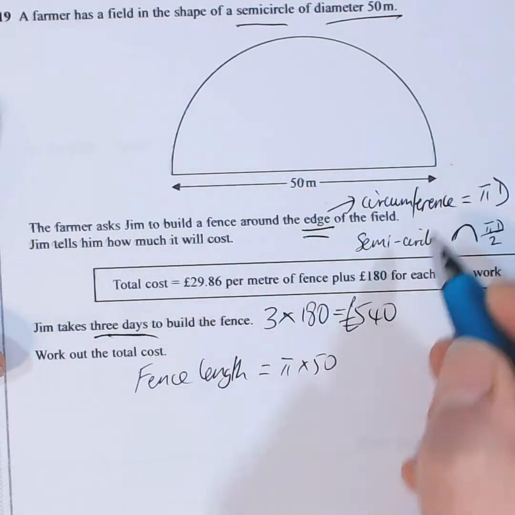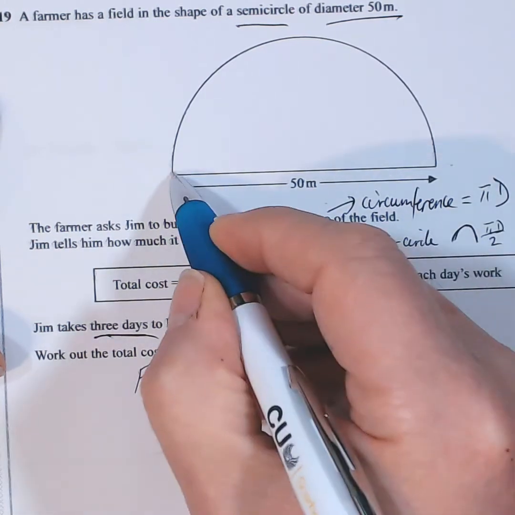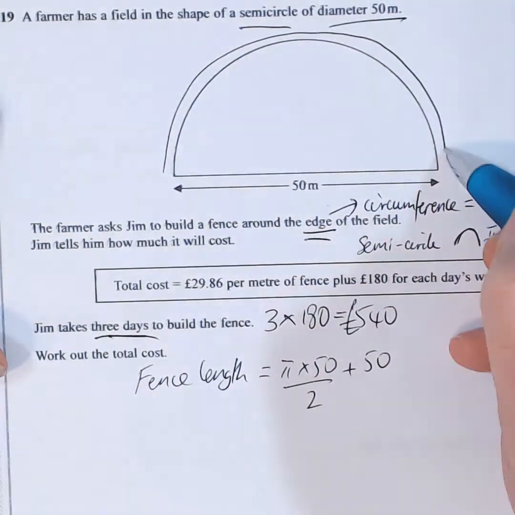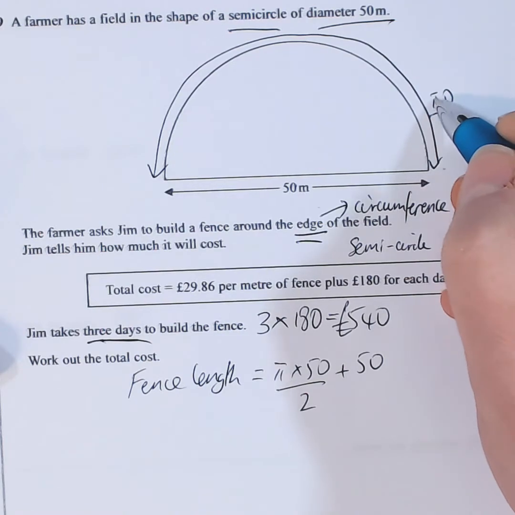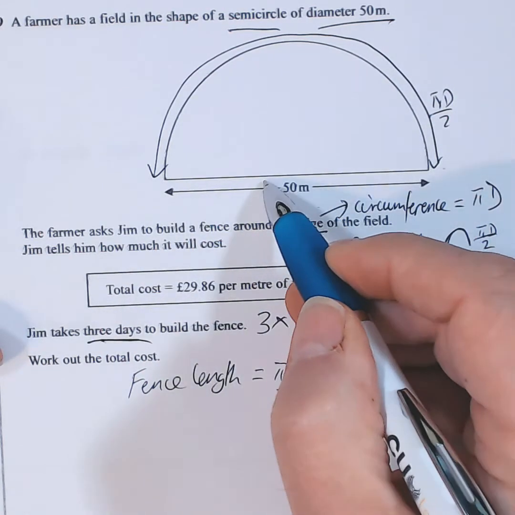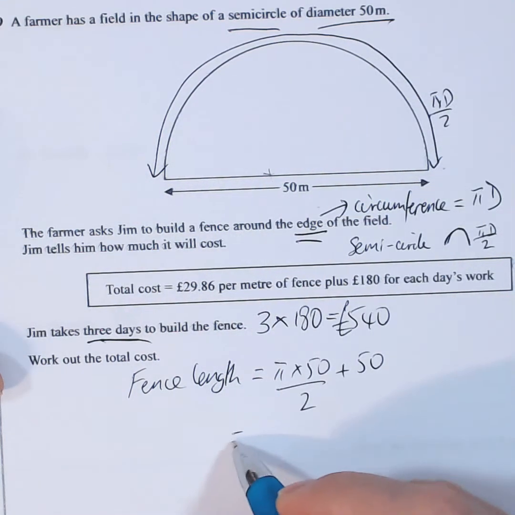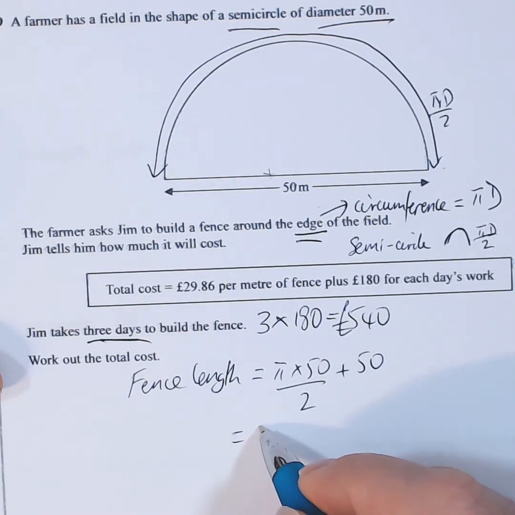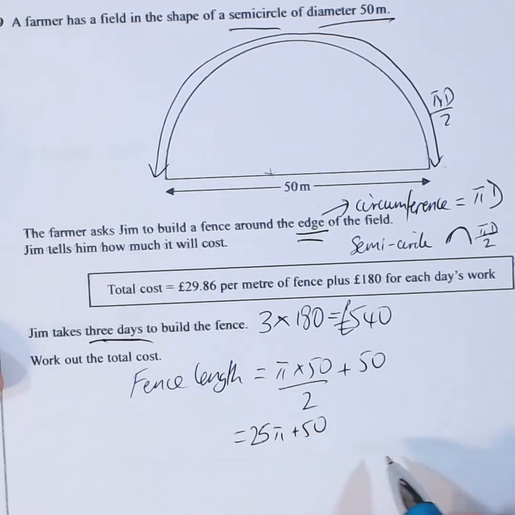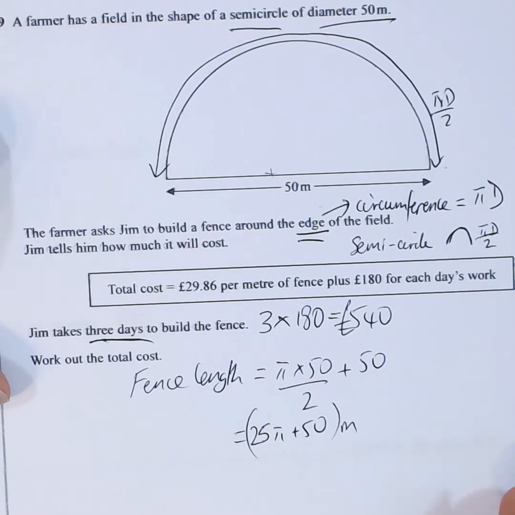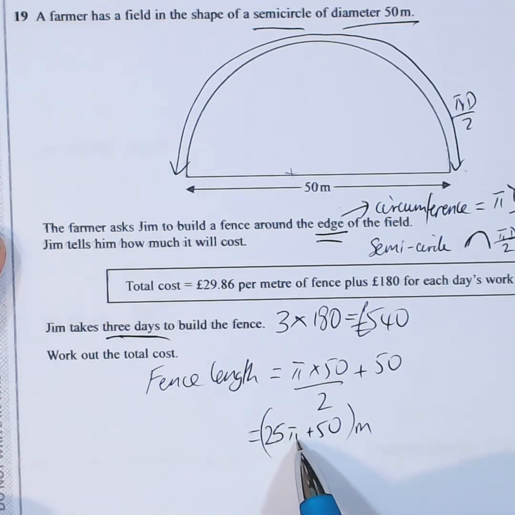And the fence itself, so the fence length is going to be pi times 50, because the diameter of the circle is all the way across, divided by 2, plus the 50 for the bottom bit, because this bit is your pi d divided by 2, and this bit is the extra, so you have to add on the 50 because it wants the fence to be all the way around. So 50 divided by 2 is 25, so we've got 25 pi plus 50 metres.